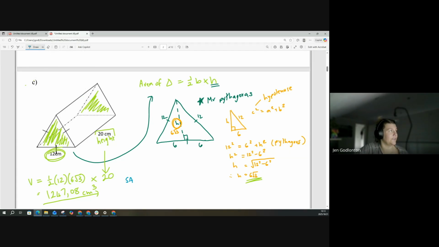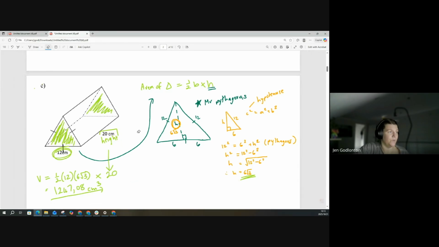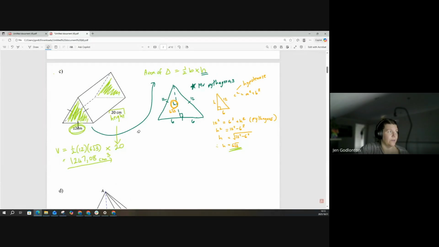I'm actually going to move down so we have a little bit more space. I don't have a lot of space. Okay.